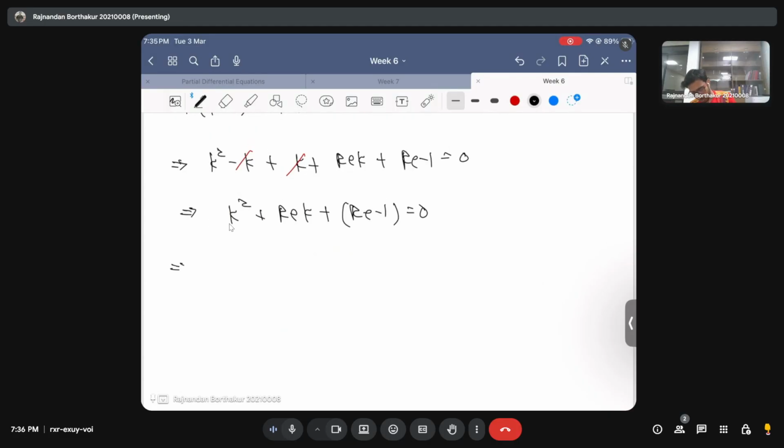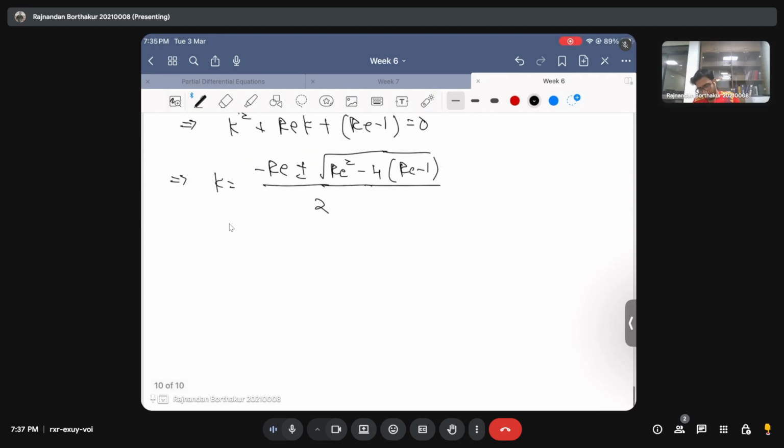Which means my solution for k is going to be minus b plus and minus square root of b square minus 4ac by twice a. So this is going to be minus Re plus and minus square root of b square, which is Re square, minus 4, where a is 1 and c is equal to Re minus 1, divided by twice a. Yeah, that's it. That's the solution for k.